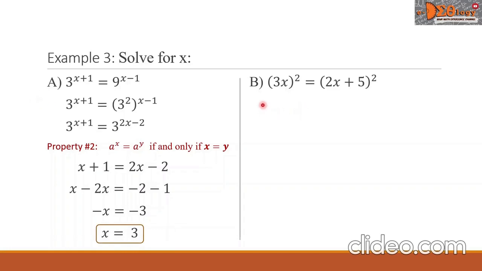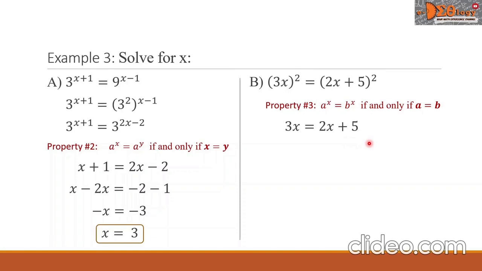What about problem B? 3x, that is squared, equals the square of 2x plus 5. We can see here that we have same exponents. So we can use property number 3. We say that if the exponents are the same, we can equate the bases. So we have 3x equals 2x plus 5.